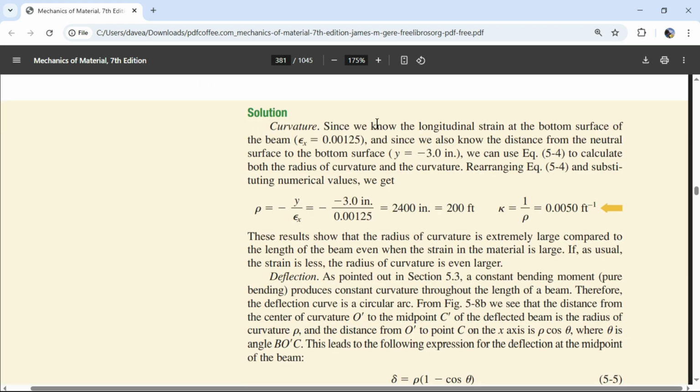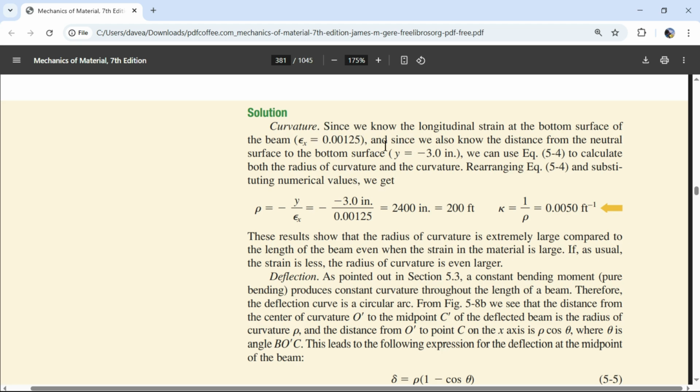So curvature, since we know the longitudinal strain at the bottom of the beam is this 0.00125. And any term that's kind of small, I think the brain just doesn't even want to read. If it was, hey, 3 inches, I can just read that out. But oh man, this is brutal. And what do you do, 0.00125? I think that's the best way. You could say it's 1.25 times 10 to the negative 3. Exponents as decimals don't help me either.